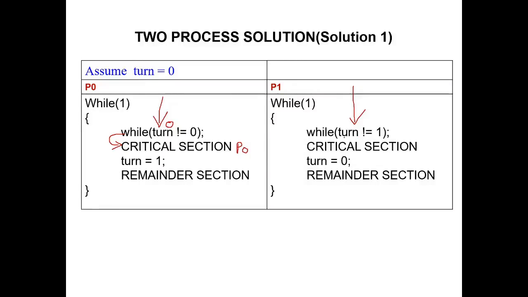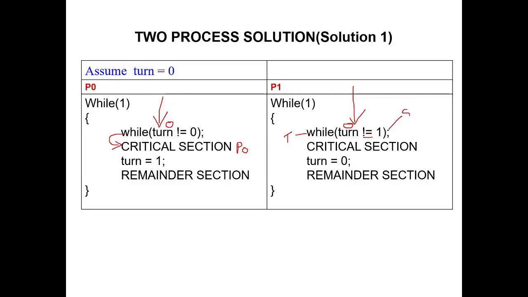Now it checks the loop. The turn value is now 0, so the turn is not equal to 1. The condition is true here because the turn is not equal to 1. So when the condition is true, the process gets stuck here.